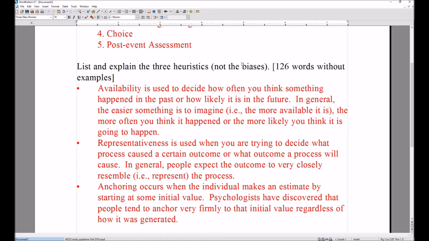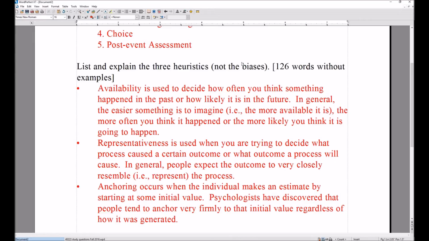It's used when you're trying to decide what process caused a certain outcome or what outcome a process will cause. Let's say we're talking about flipping a coin. Tossing a coin is the process, and whether it's a head or a tail is the outcome. Or if we're talking currency market, a process is, let's say, the Fed trying to figure out whether they're going to raise interest rates or lower them, and then the impact on the currency market. The outcome is either the dollar appreciated or the dollar depreciated, something like that.